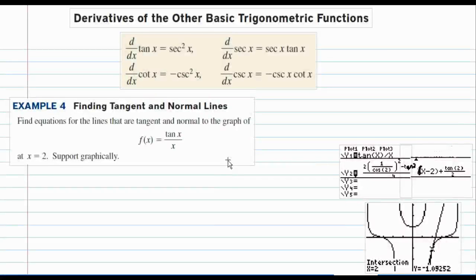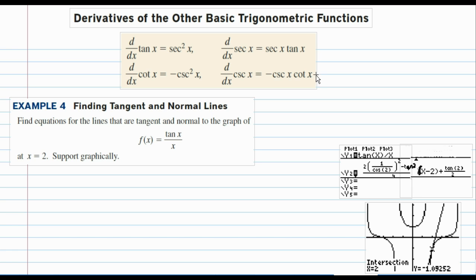This is the screencast for section 3.5, example 4. All right, we got some more derivatives of basic trig functions that you need to memorize immediately. The derivative of tangent is secant squared. The derivative of secant is secant tangent. The derivative of cotangent is negative cosecant squared x, and the derivative of cosecant x is negative cosecant x cotangent x.